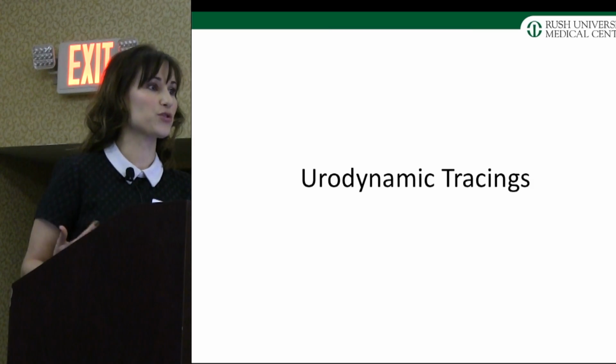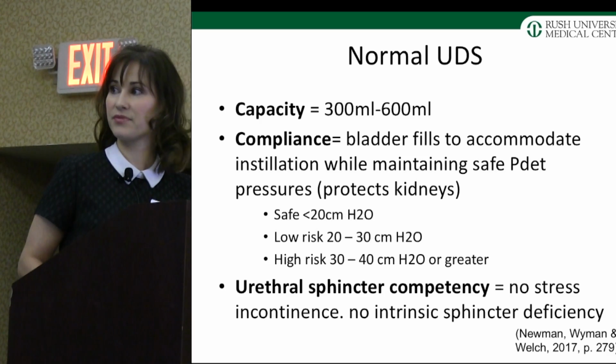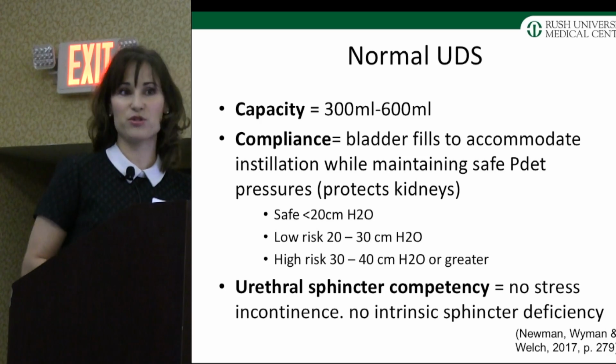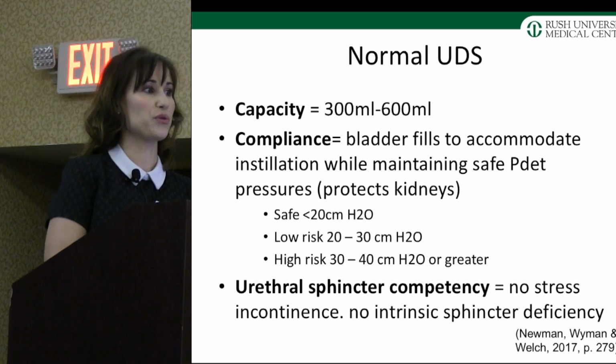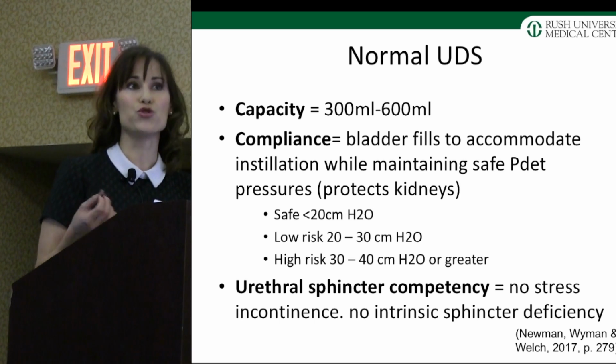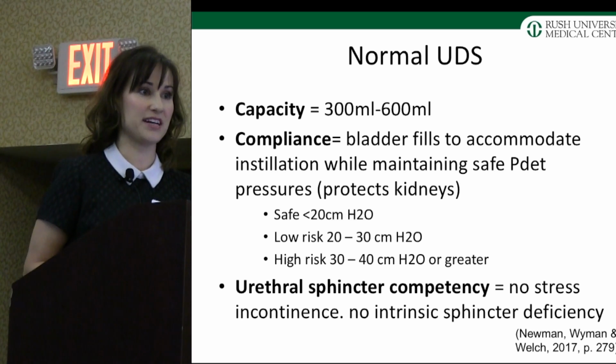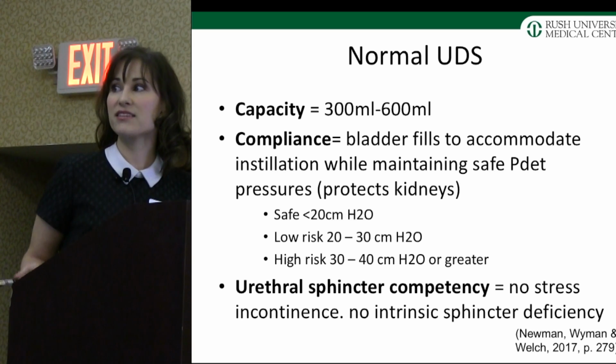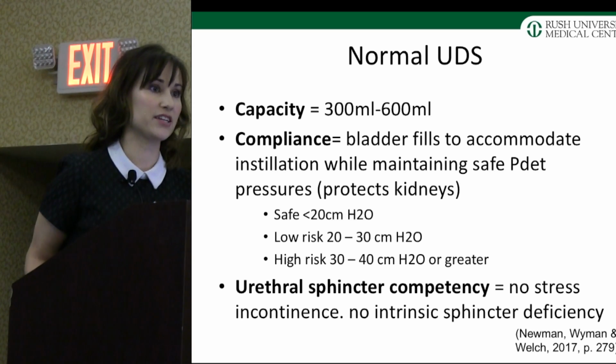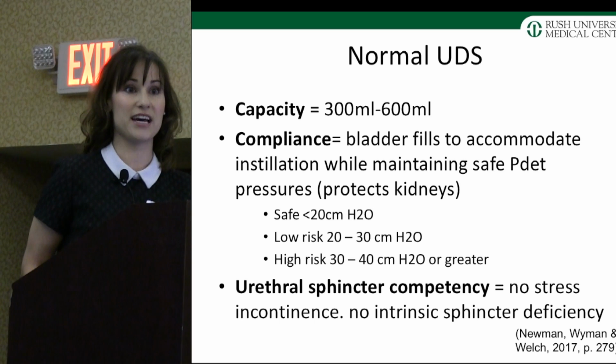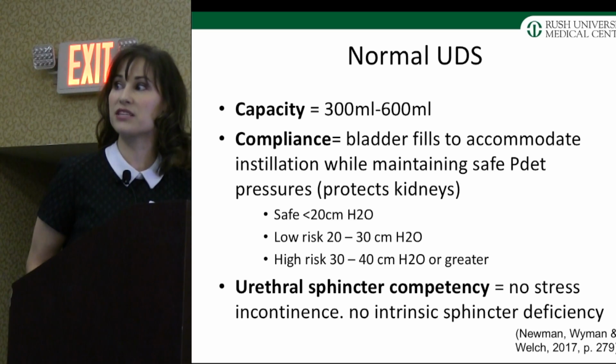So now we're going to get into the tracing pieces here. So I'm just sort of covering the basic stuff. So these are normal tracings and normal urodynamic studies. So capacity, 300 to 600 milliliters, ideally. Sometimes you won't reach that with patients with certain diagnoses.